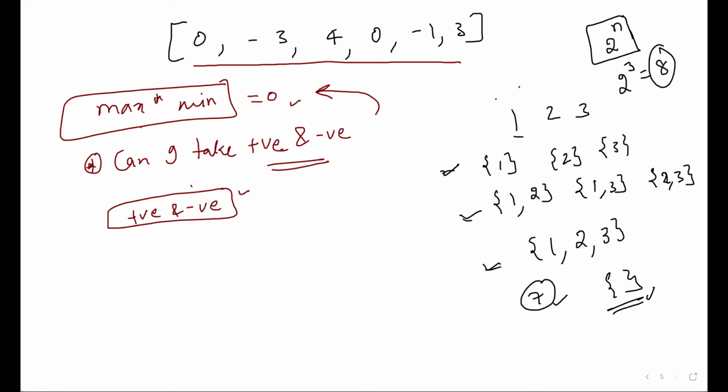Sir, can subsequences be repeated? Repeated in the sense they can have the same elements, but the elements need to be present at different indices. You cannot take a subsequence which contains the same index elements again and again. You can take 0 comma minus 1 as one subsequence and 0 comma minus 1 as another subsequence. These two are different because they are present at different indices. Okay.